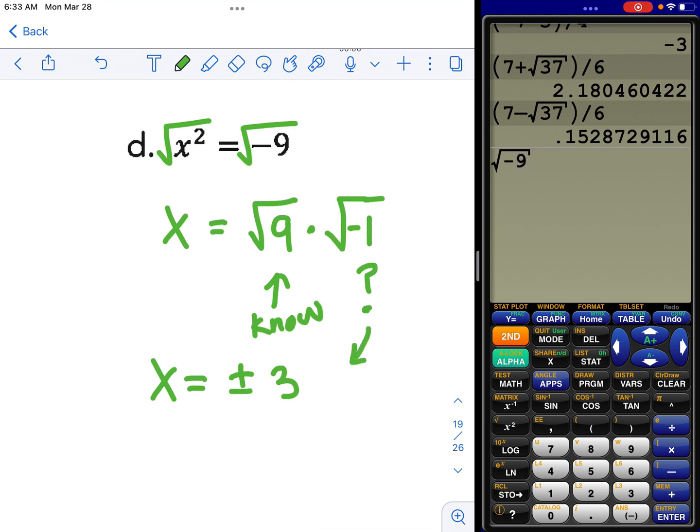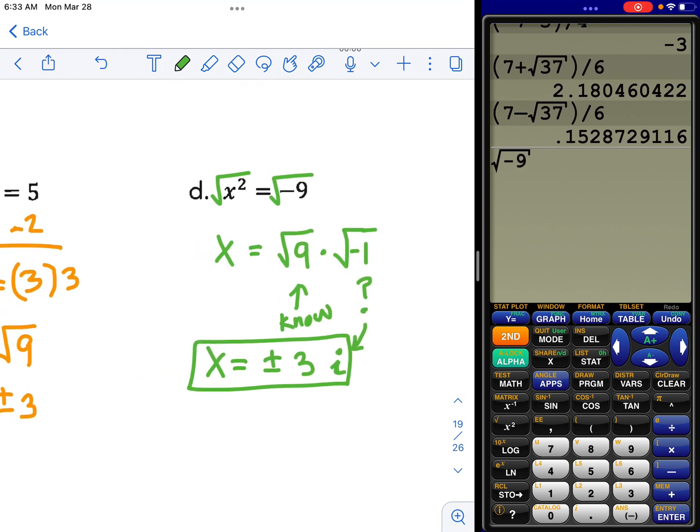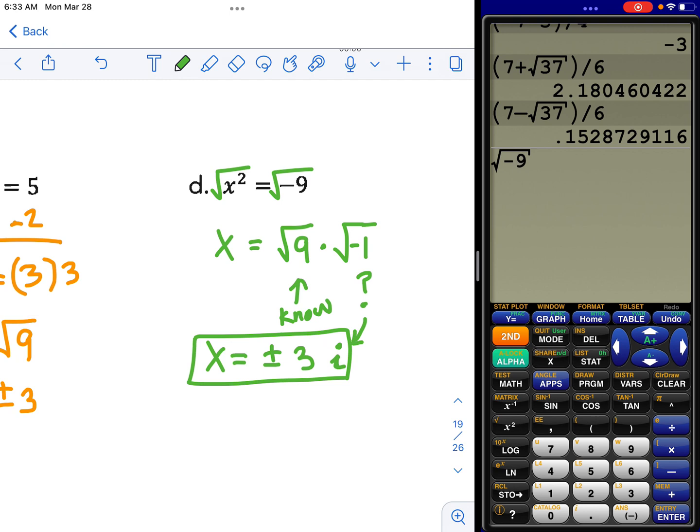So what we do is, since that's not part of our real numbering system, we call that an imaginary component, and we call it i. And that's what i stands for, the square root of negative 1. So we can express this using a real numbering system, plus or minus 3, and then the i is representing that negative that we can't process on our calculator. And so that's basically just telling us that we have a complex answer.